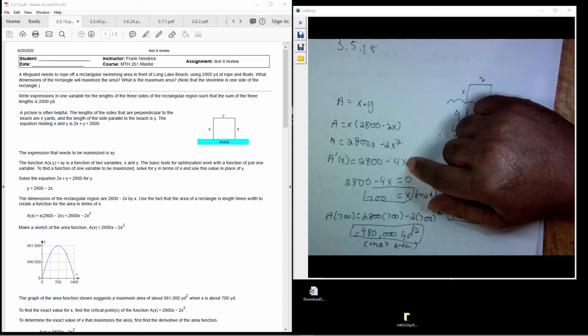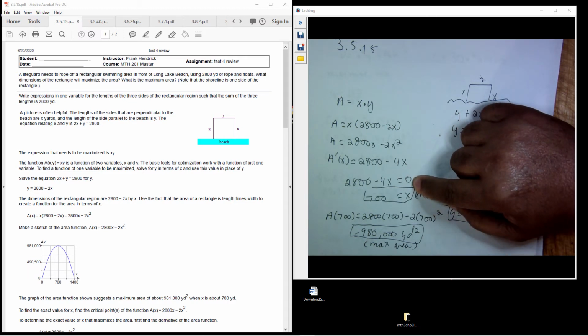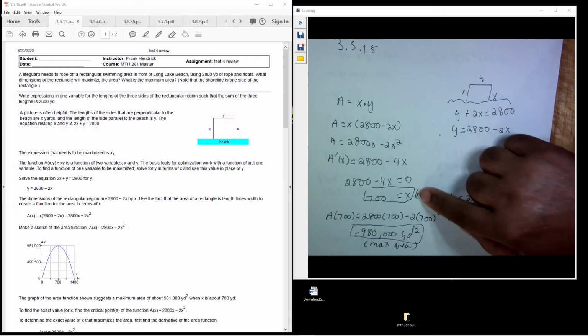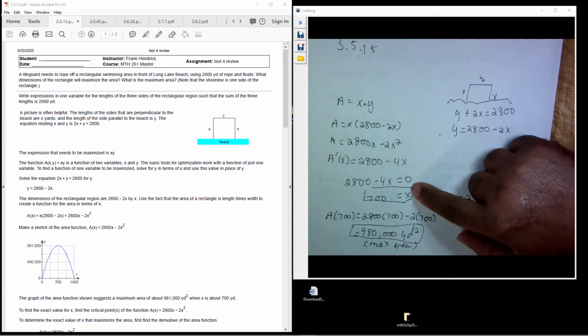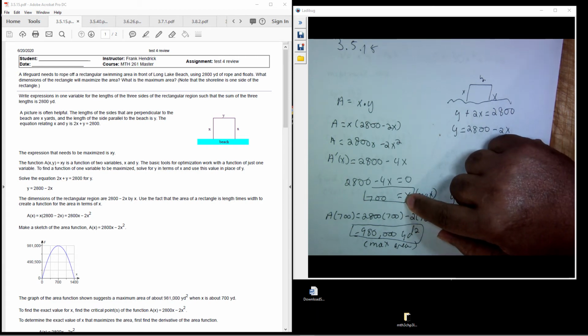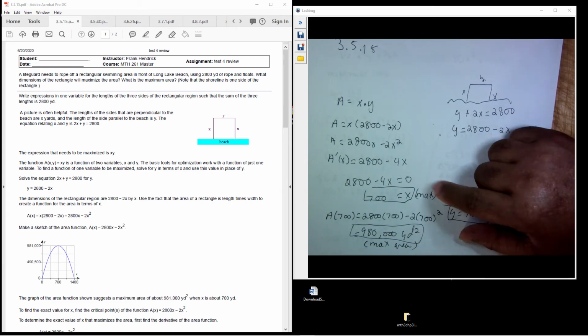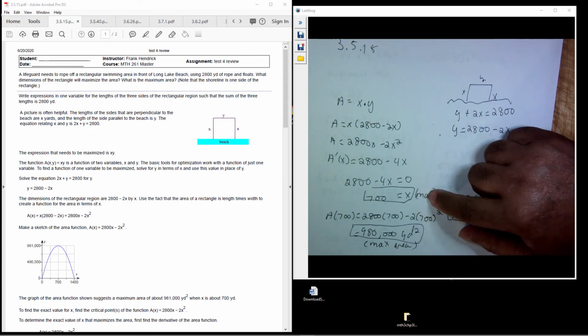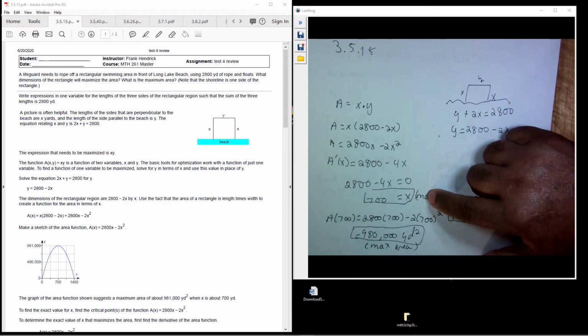Now somewhere on here, there's possibly going to be a critical point where the slope is equal to 0. That's where our max or min might be. So I set it equal to 0 and solve for x. When I solve, x is equal to 700. So this gives me the critical point, the x coordinate of the critical point.